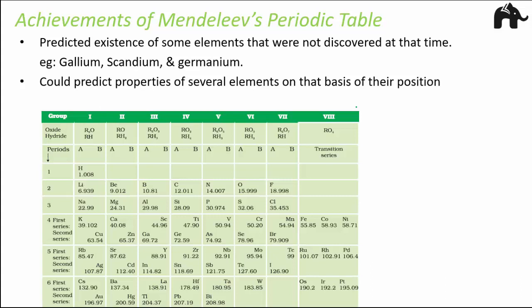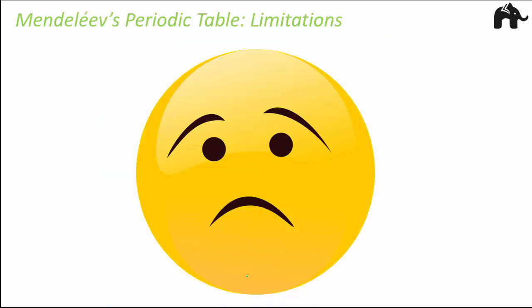So if you take any random element XYZ, and you know the group it belongs to, you can easily predict the type of oxide or hydride it will form, and based on that you can predict a lot of properties, because all the elements which belong to one particular group share similar properties. So with that logic, properties of several elements were predicted just on the basis of their position. But unfortunately, there were limitations of Mendeleev's periodic table as well.